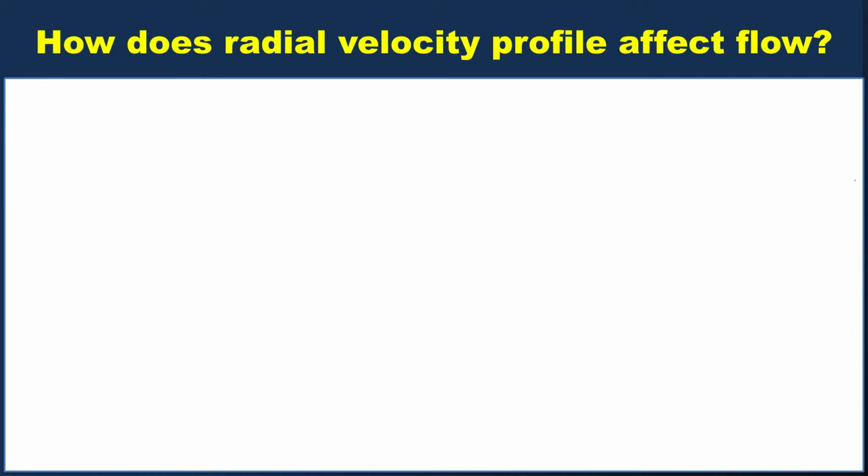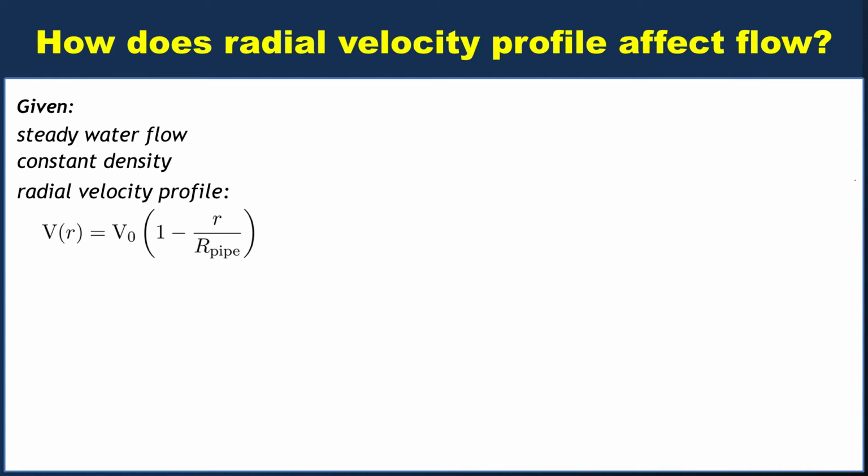Although this won't come up very frequently in this course, we should investigate how a radial velocity profile affects flow through a pipe. So what do I mean by that? Well, let's say that we're given a system with steady water flow through a pipe and that the water has constant density, meaning it's uniform density everywhere. Now that should be true for water. Water is incompressible. But it has a radial velocity profile, by which I mean that the velocity is different at different radii from the center of the pipe.